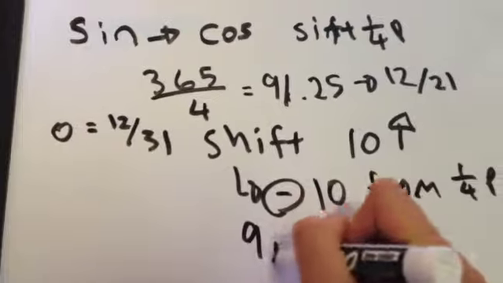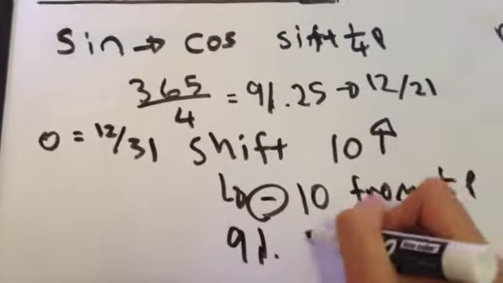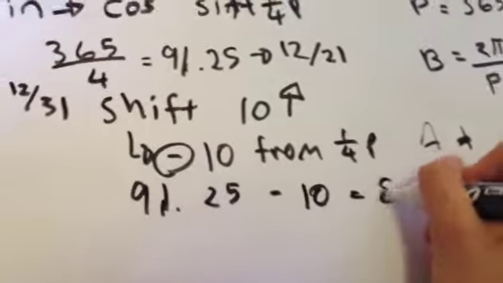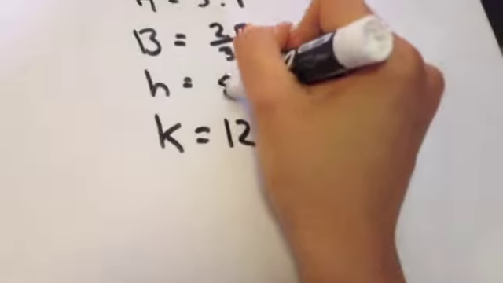So 91.25 minus 10 gives us 81.25, and 81.25 is our H value.